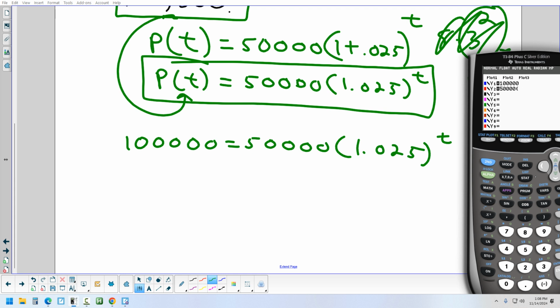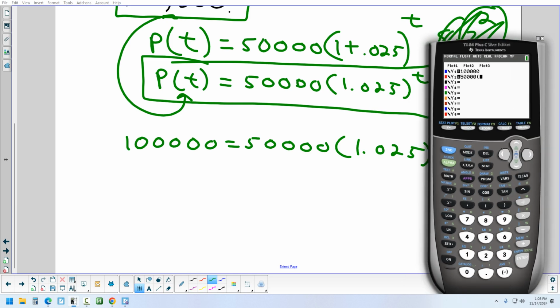So the only way we know how to solve it right now is the same approach we use when we don't know how to do algebra on any equation. We graph it and take that approach. So we got 100,000 in Y1. We got 50,000 times 1.025 to the x. So I'm going to graph each of those. And what am I going to look for? When they intersect.